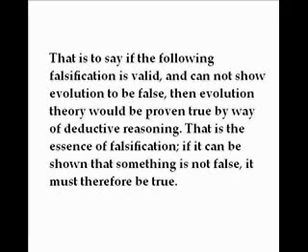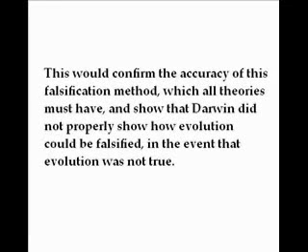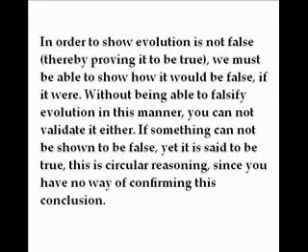That is the essence of falsification. If it can be shown that something is not false, it must therefore be true. This would confirm the accuracy of this falsification method, which all theories must have, and show that Darwin did not properly show how evolution could be falsified in the event that evolution was not true. In order to show evolution is not false, thereby proving it to be true, we must be able to show how it would be false if it were. Without being able to falsify evolution in this manner, you cannot validate it either.